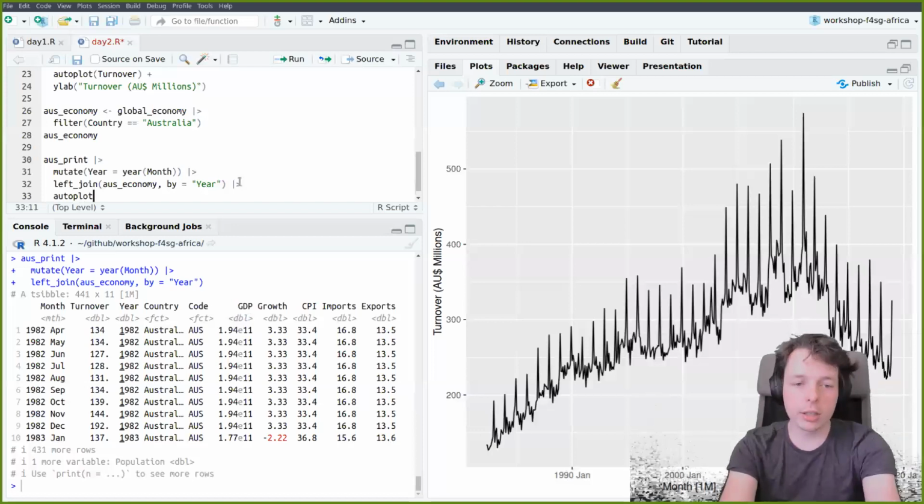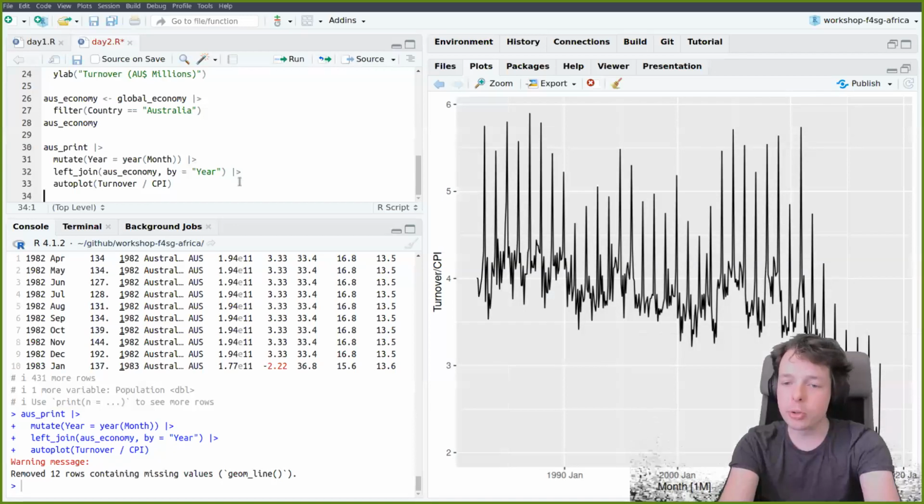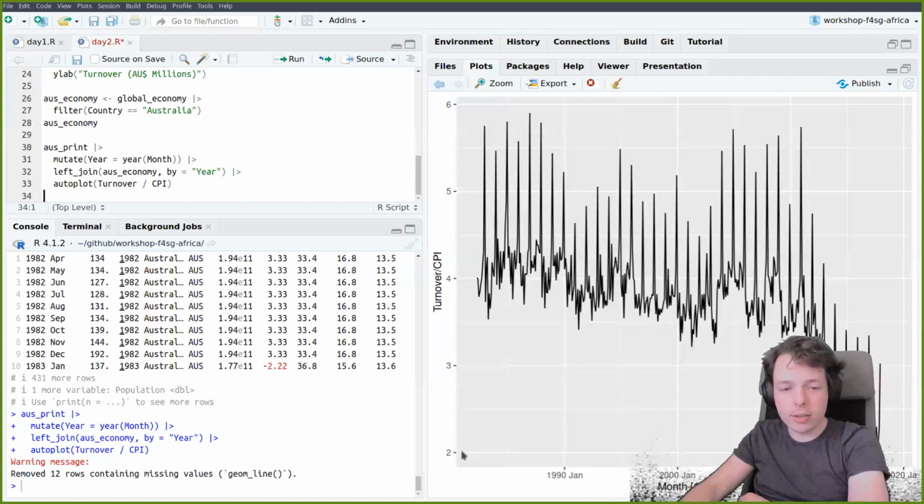In particular here, I'm interested in plotting the turnover of the industry divided by CPI. This will adjust for inflation, so we have a consistent value of money. And this tells a completely different story. Have a look at the trend in this data set now. Is the trend ever increasing? No. In this data set, it starts in 1982, but from the start, there's been a gradual decline in the turnover of the newspaper industry until recently in 2011, when it drops much, much faster.